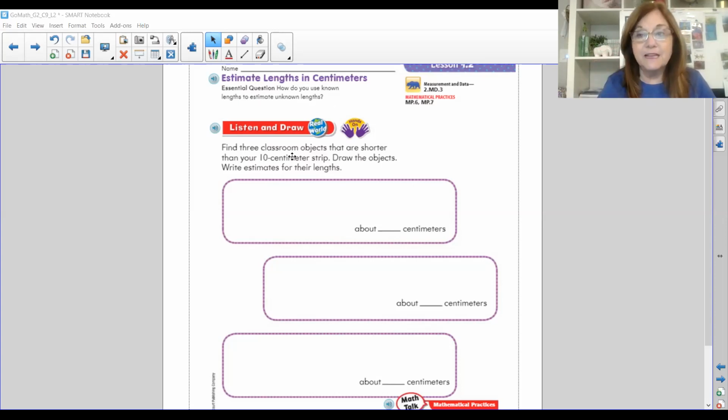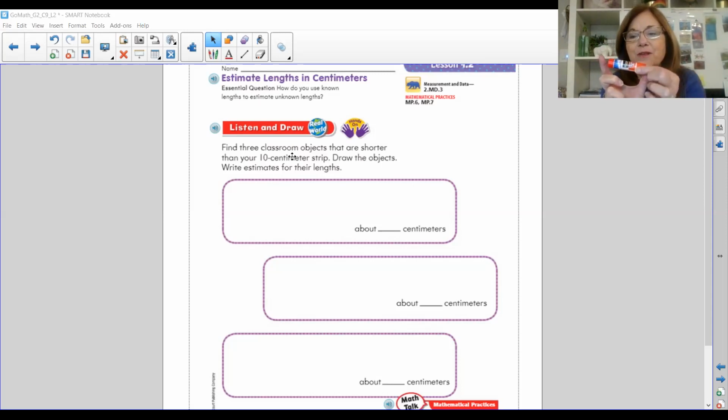So what we're going to do is it says find 3 classroom objects that are shorter than your 10 centimeter strip. Draw the objects and write estimates for their lengths. So since you may not be in the classroom right now, what you want to do is find 3 things. So I looked around the house and I found 3 things. I found a glue stick. So most of us have something that's like a glue stick. And I remember that 10 centimeters to me was about that long.